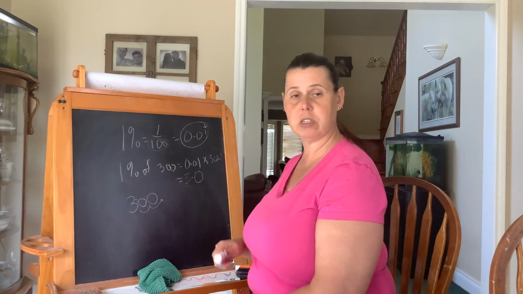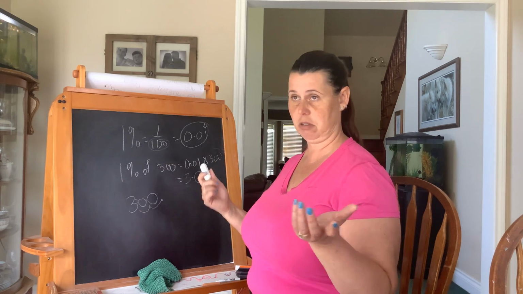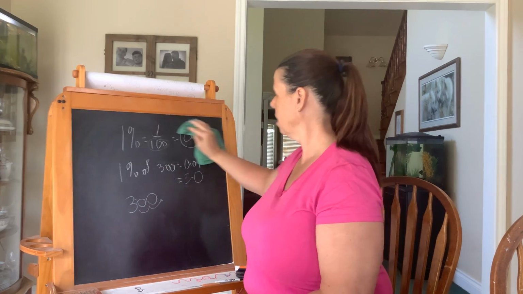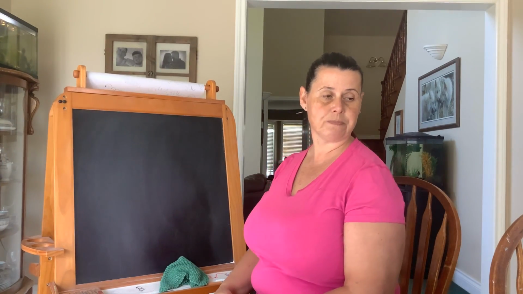I'd accept 3.0. I'd accept 3. I'd accept 3.00000, whatever you like, as long as there's nothing but a 3 in front of the decimal and nothing but zeros after it, if you choose to use a decimal.